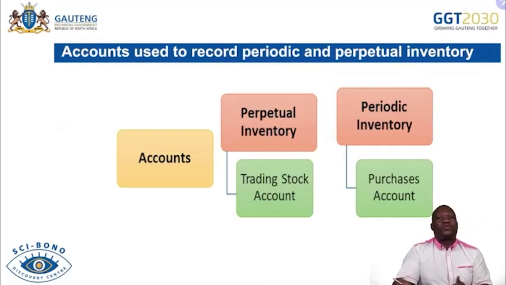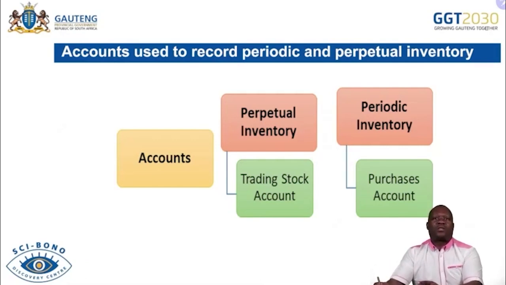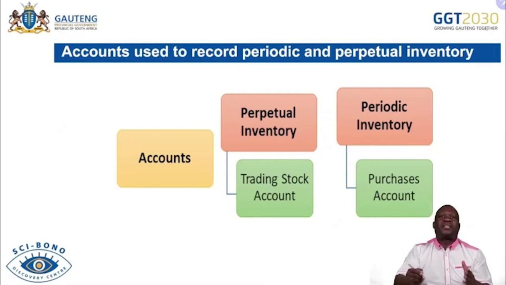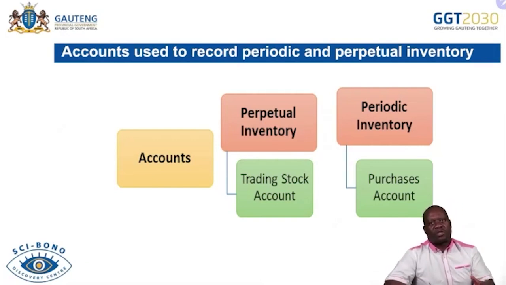Now, when it comes to these two methods, you are going to see that we also do have records for stock differently. We are going to record our stocks in different ways. When it comes to the perpetual inventory system, there is a trading stock account, which is continuously updated, representing the asset of stock. So when stock increases, we are debiting that account. When stock decreases, we are crediting that account. And remember, stock decreases when it is taken to be sold.